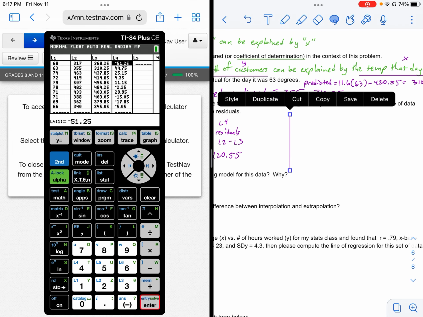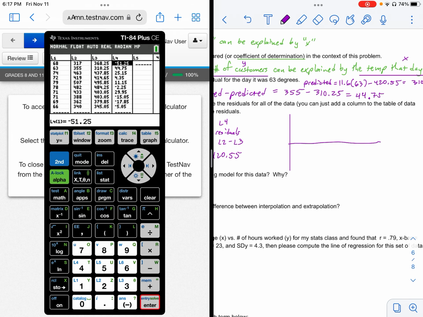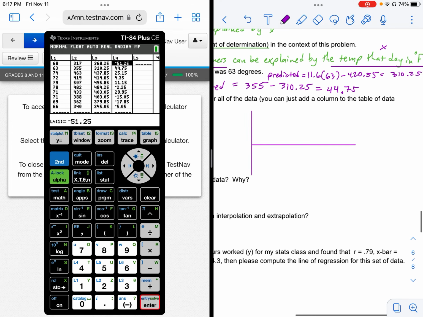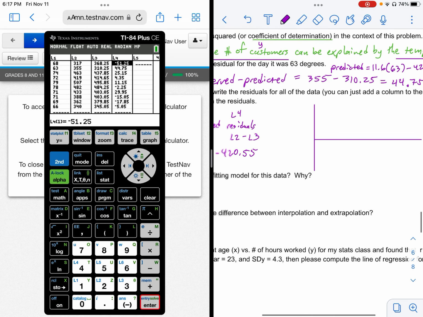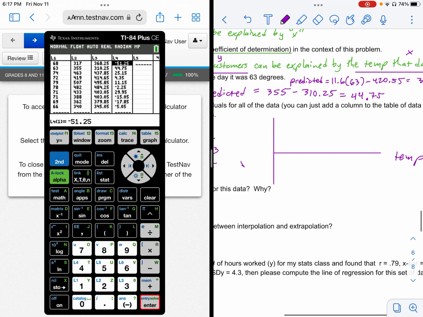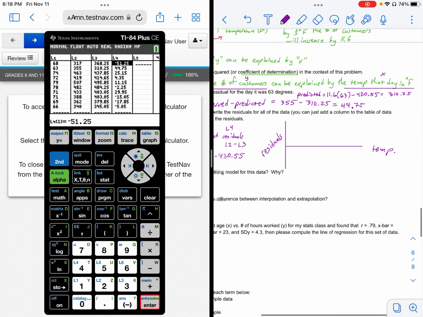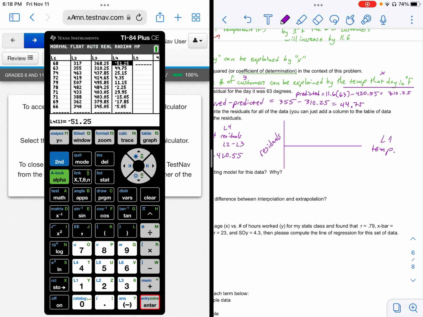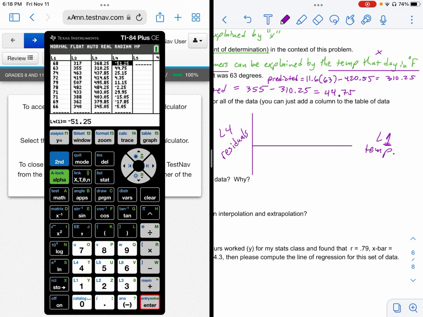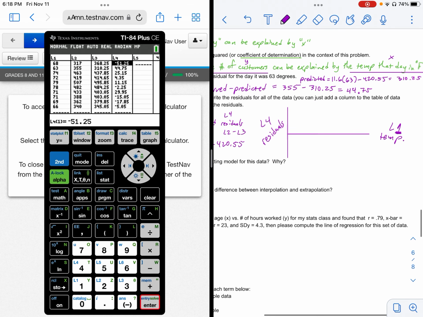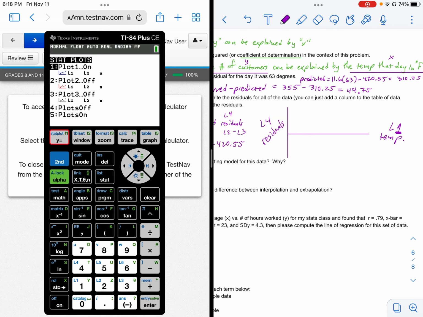And that's crooked. And the y-axis is up there. The x-axis is sideways. The x-axis is your temperature. Your y-axis is your residuals. So the temperature is list 1. The residuals are list 4. And so that's the input I use for the scatter plot on my calculator, L1 and L4.